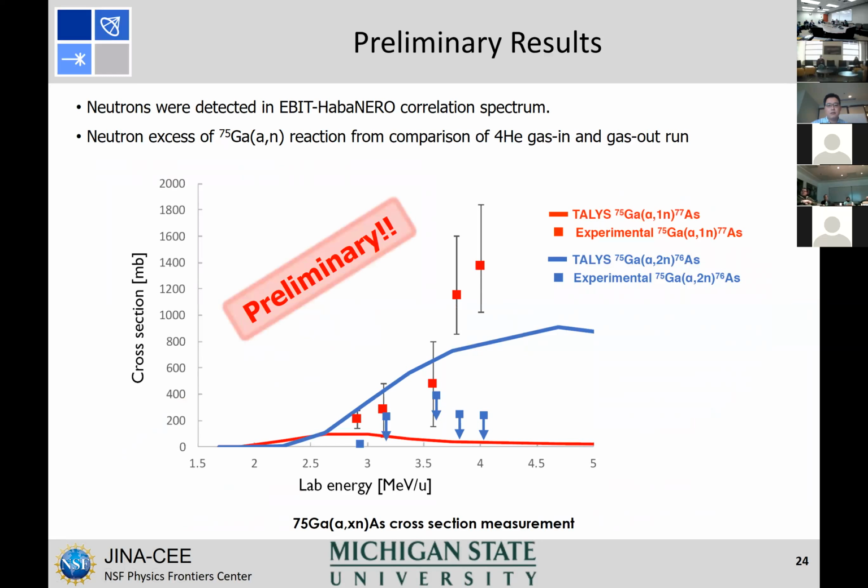And I am so glad that I can present the measured cross-section of the (alpha,n) reaction. This plot shows the cross-section as a function of lab energy. You can see the experimental data and the calculated values. I want to point out that the trend of the cross-section is very different from the calculation, and it is very surprising. I don't know if we have an interpretation of this, but we will continue this analysis.